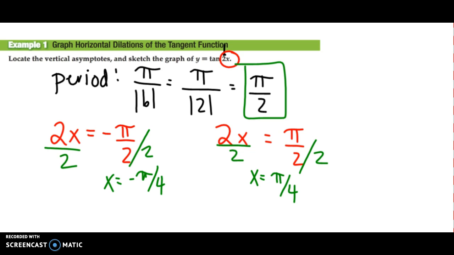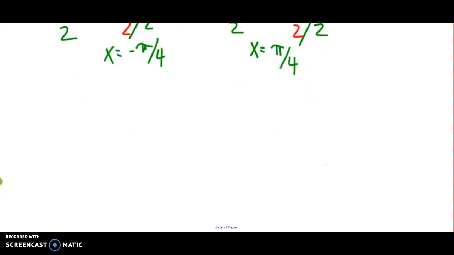What we're going to do is make a table of values for our function. For the parent function of tangent, the important values I would put in for x would be negative pi over 2, and that's undefined. So that means it's a vertical asymptote. If you put that into your calculator, it would say error, or undefined. The next important value is negative pi over 4, and that's where we get negative 1.